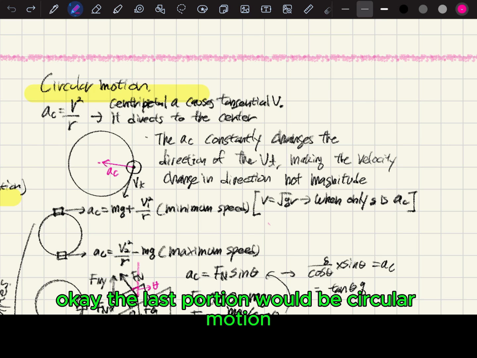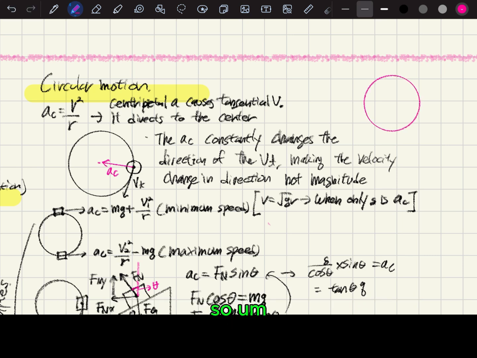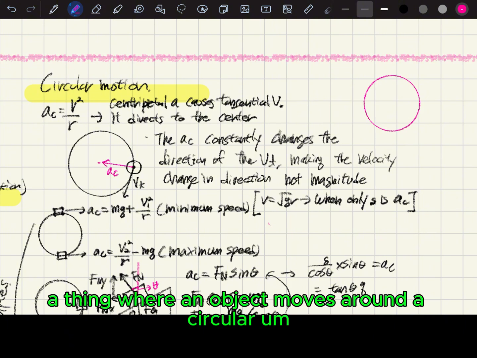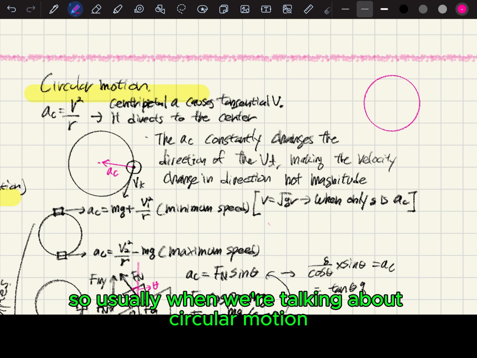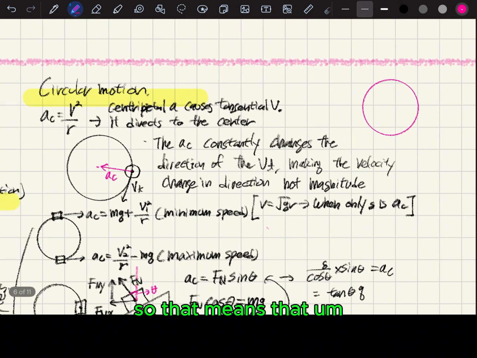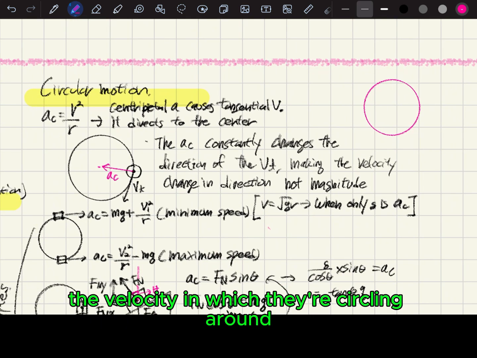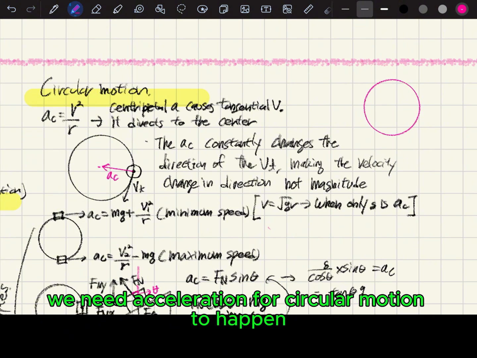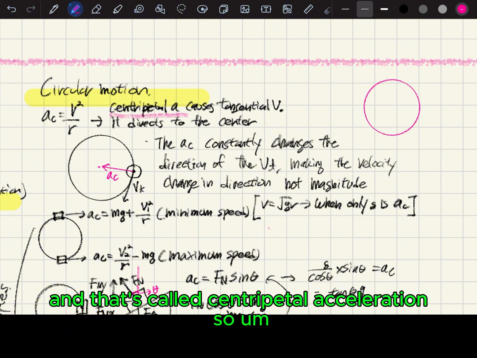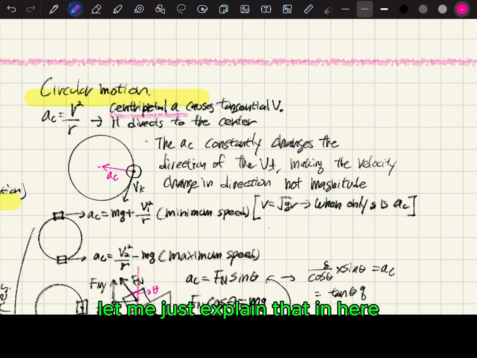Okay, the last portion would be circular motion. Circular motion is basically a thing where an object moves around a circular path. Usually when we're talking about circular motion, we're talking about uniform circular motion. That means that the velocity at which they're circling around this pathway is constant. And what's interesting is that despite the velocity being constant, we need acceleration for circular motion to happen, and that's called centripetal acceleration. So let me explain that in here.